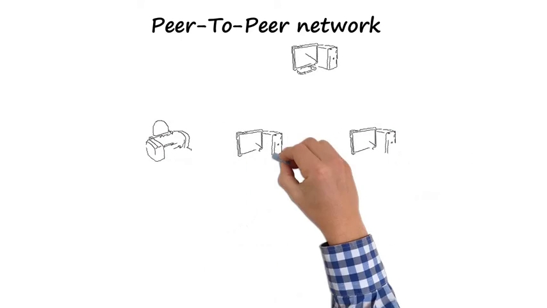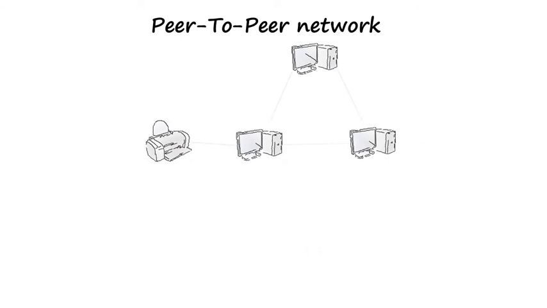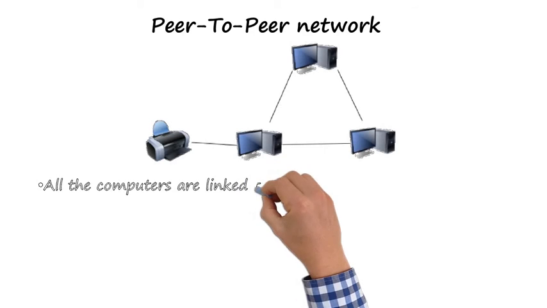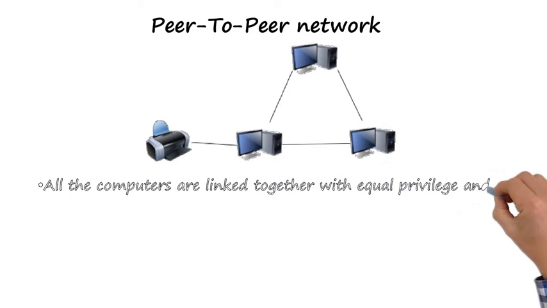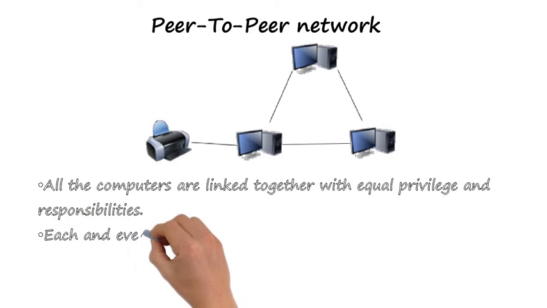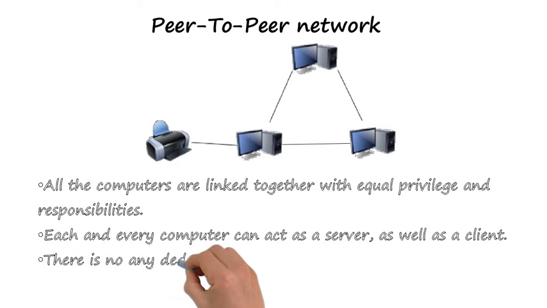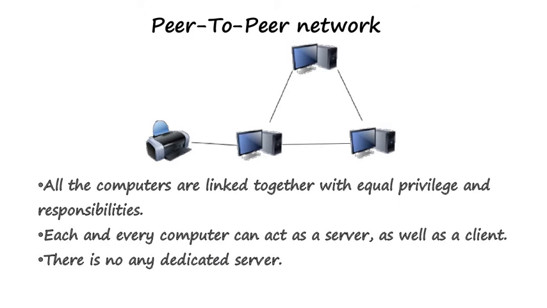This printer should be shared between these 3 PCs, and each and every PC should share their files with each other. This kind of requirement can be fulfilled easily with peer-to-peer network architecture. In this kind of network, all the computers are linked together with equal privileges and responsibilities. Each and every computer can act as a server as well as a client. It means sometimes a PC can share files with others and it can download files from others, and there are no dedicated servers.